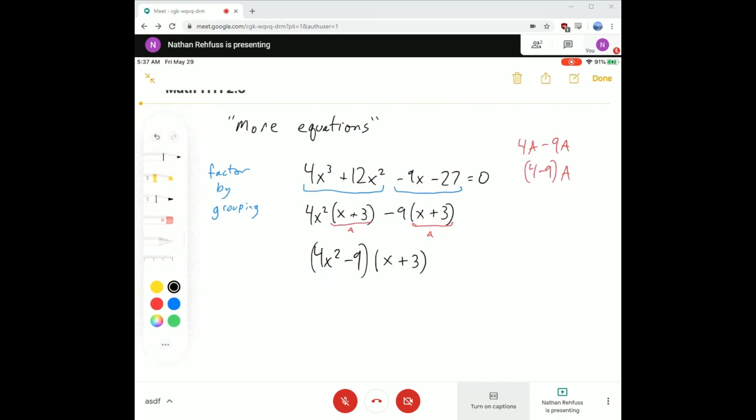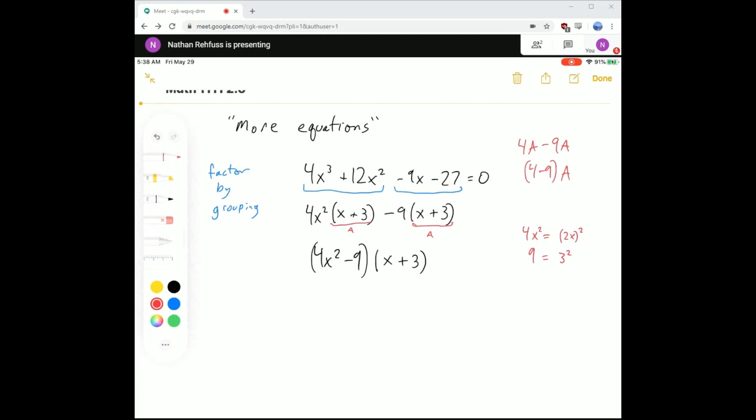This is a difference of squares, because 4x squared is the same as 2x squared. That's easier to see written than in English, but do you see what I mean? 2x times 2x, well, 2 times 2 is 4, x times x is x squared. And then, of course, 9 is 3 squared. And since I know that a squared minus b squared equals a plus b times a minus b, that's the difference of squares formula, I can factor 4x squared minus 9 as 2x plus 3 times 2x minus 3.